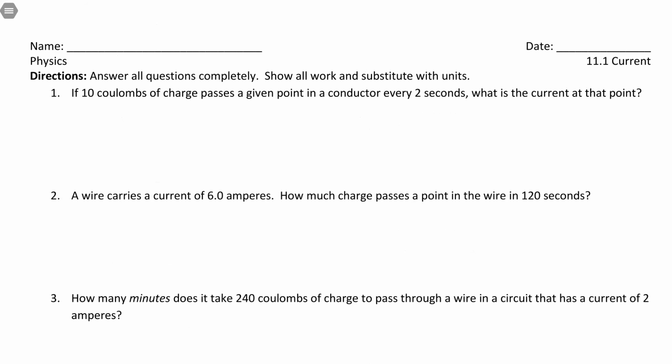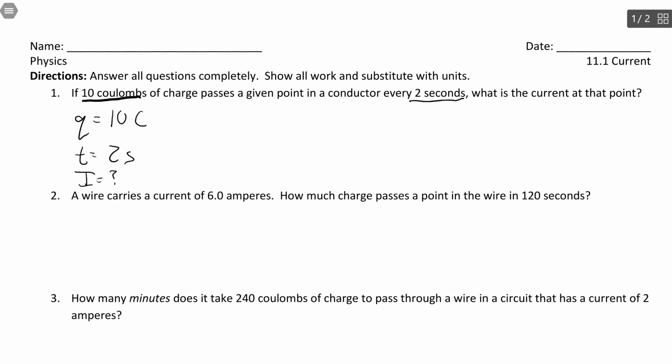So let's get into it. It says if 10 coulombs of charge, so that's going to be our Q. Q is equal to 10 coulombs, passes a given point in a conductor every 2 seconds. So T is equal to 2 seconds. What is the current at that point?